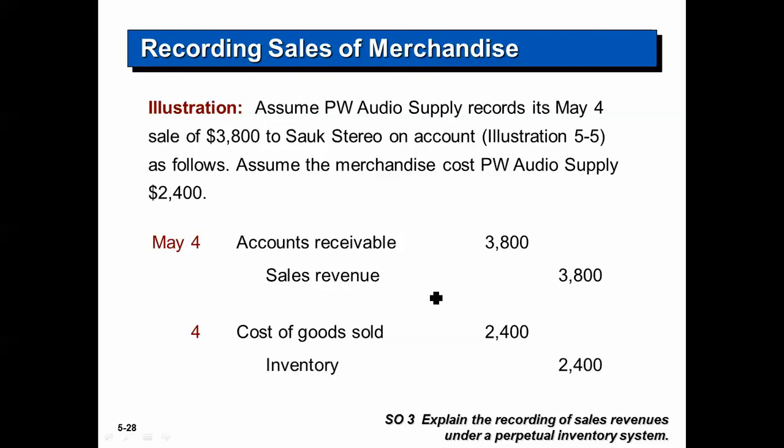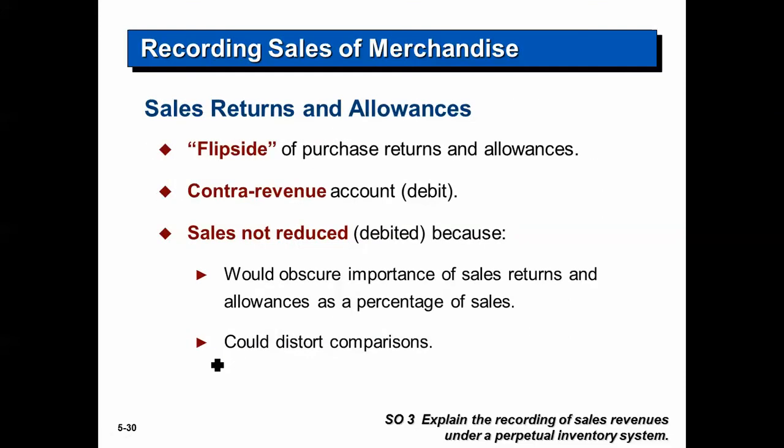So every time you have a sale for a merchandise company, you have two journal entries. One, recognize the sale, and two, take it out of inventory and recognize the cost of goods sold.